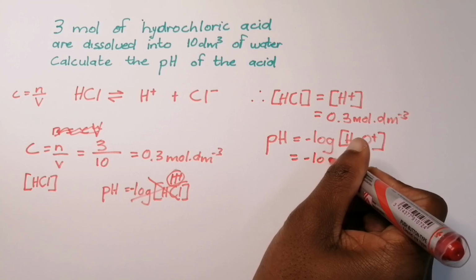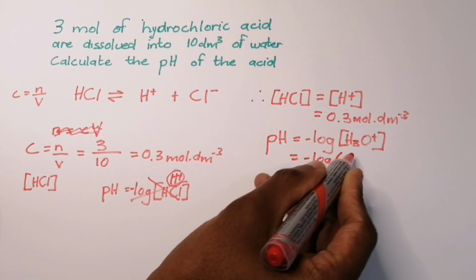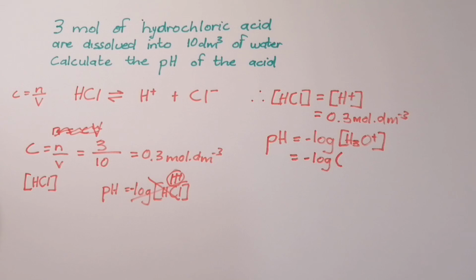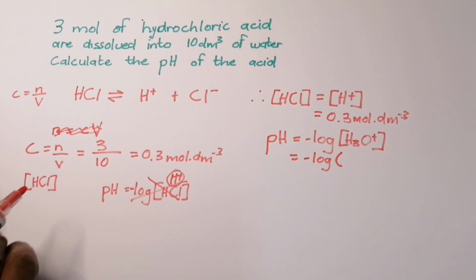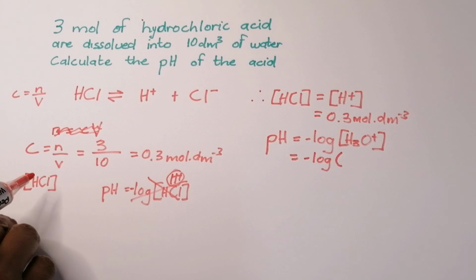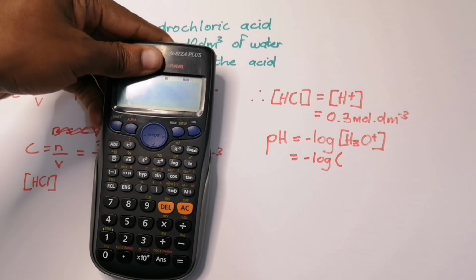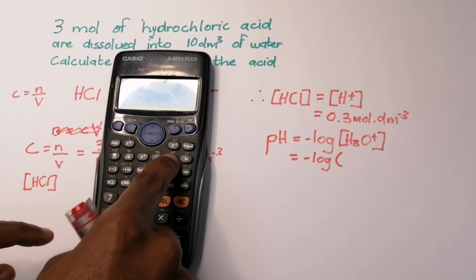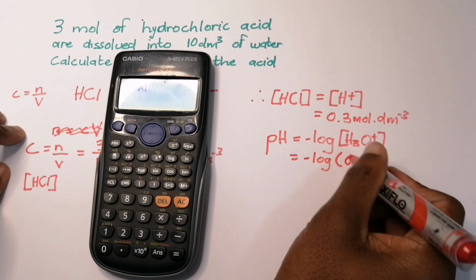So that's minus the log of, now note, when you substitute, remember these square brackets denote concentration, right? But when I substitute now, I'm going to use round brackets. Why? Because I don't want to say the concentration of the concentration, right? So let's take our calculator and say minus the log, minus the log. What is our value there?